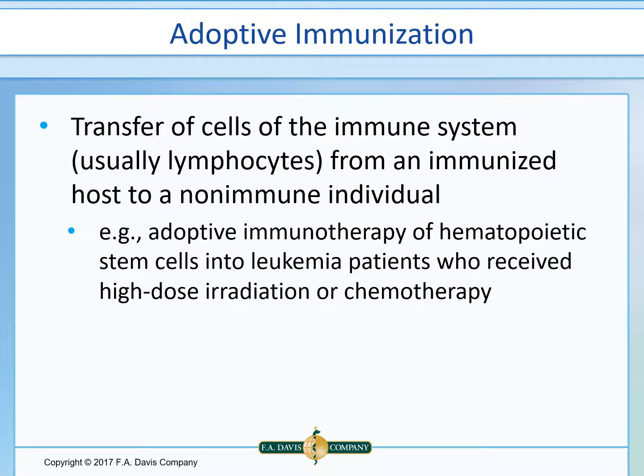So an example of adaptive immunotherapy is the transplantation of hematopoietic cells into leukemia patients who have either undergone treatment with high doses of irradiation.